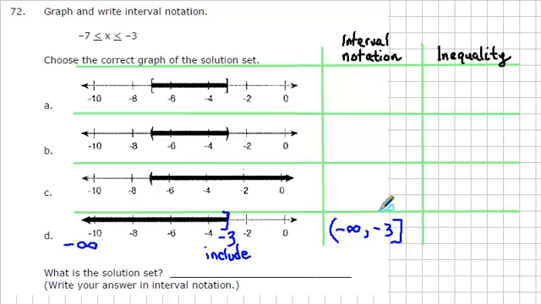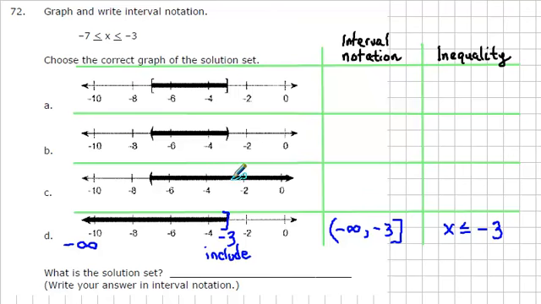How do we write this as an inequality? Well, all the numbers in this interval are less than or equal to -3, so we would simply write x is less than or equal to -3. All right, let's move up to C.